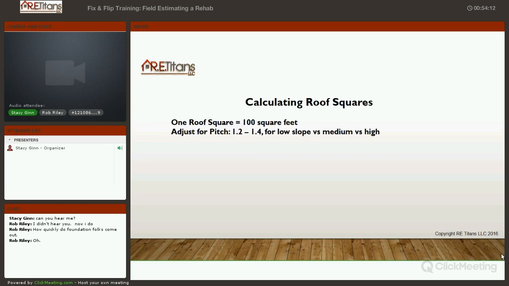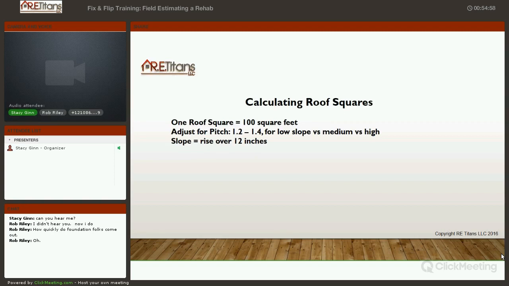We want to adjust for the pitch of our roof. To give you an example, take a low pitch 1,000 square foot house, and I'm talking about a one story. We'll talk about two stories in a minute, but let's say we just have a square 1,000 square foot house. Our factor on our square footage is going to run 1.2 on the low end, up to 1.4 on the high end, for a low slope versus medium slope roof. We have to account for that. Just like I said, a 1,000 square foot house is going to have about 1,200 square feet of roof space, because when you pitch it, it's adding square footage because it's not flat.